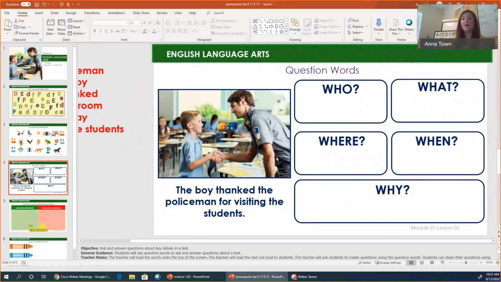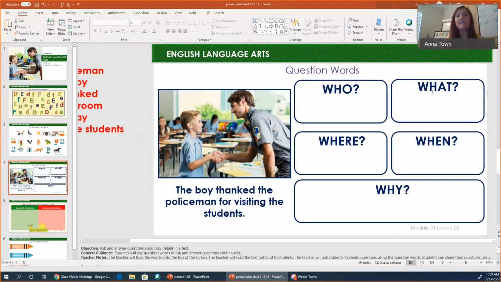We learned 6 important questions. We're going to go over 5 of them, the W questions. Who, what, where, when, and why. Who is the character in a story? So a person or an animal.